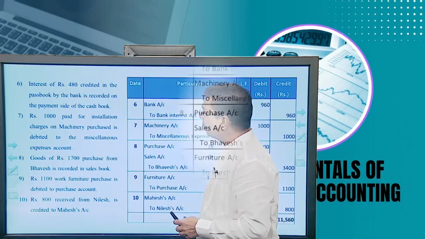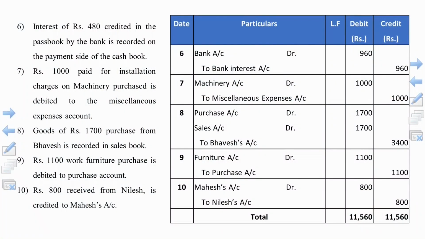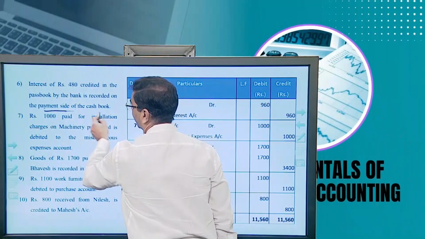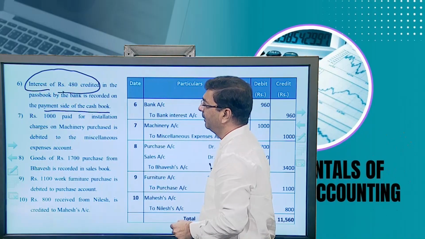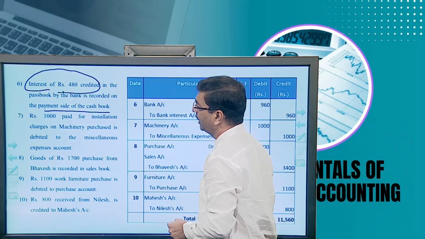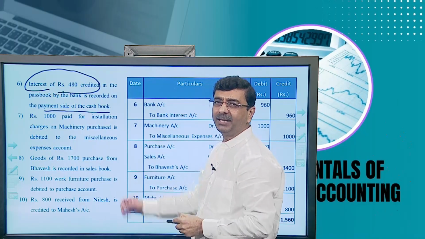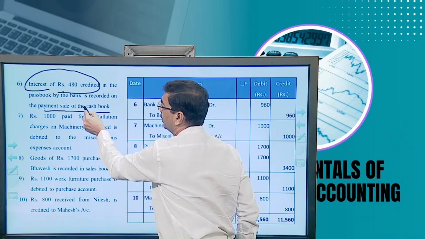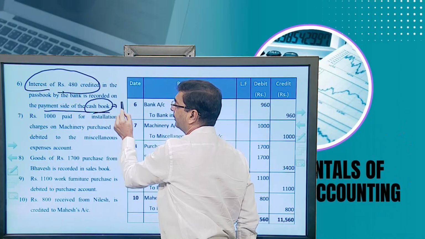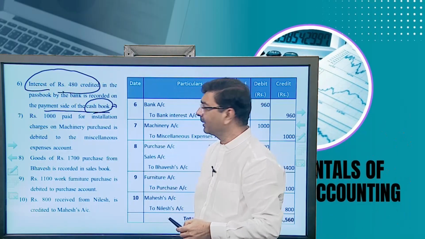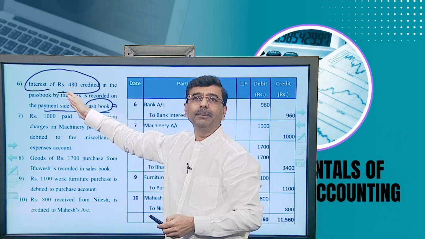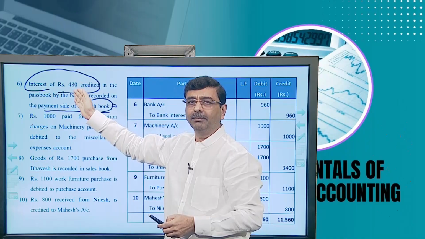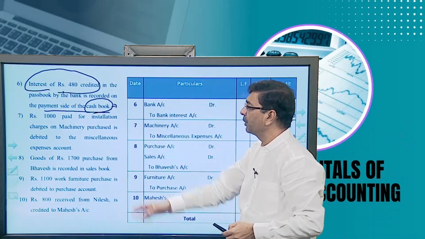Next, interest of 480 credited in the passbook by the bank is recorded on the payment side of the cash book. See, interest of 480 credited in the passbook by the bank is recorded on the payment side of the cash book. So who made this mistake? Who prepared this cash book? The cash book is prepared by the owner or a person of the businessman. The bank has actually credited interest in your account, so interest is your income. Interest is your income, but it is wrongly recorded in this particular transaction.